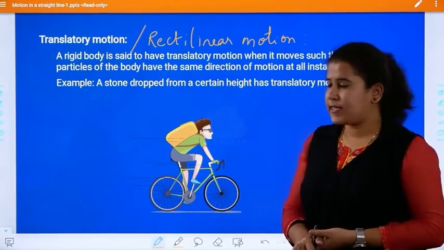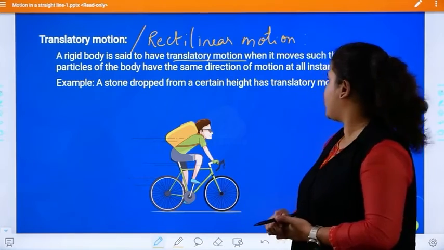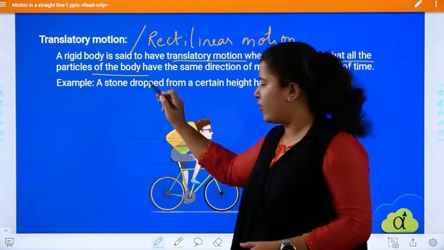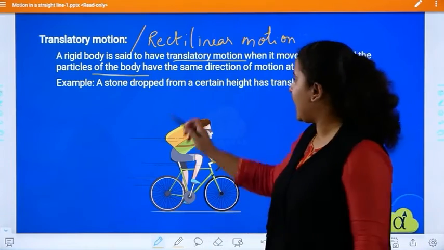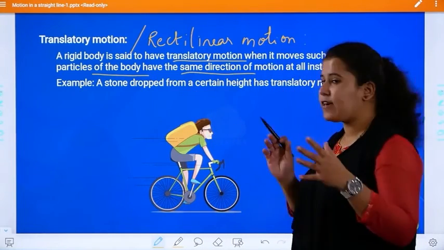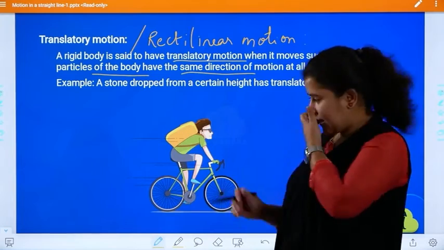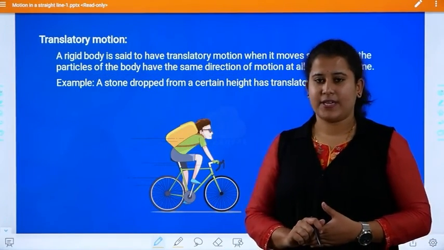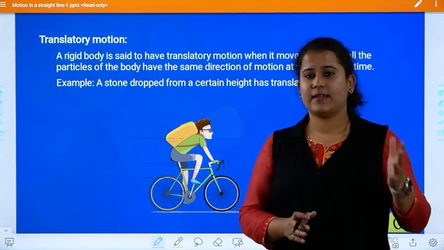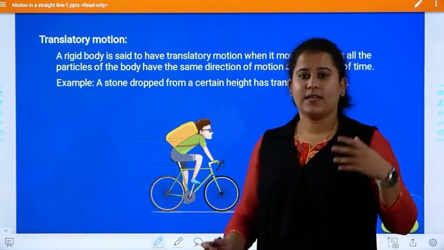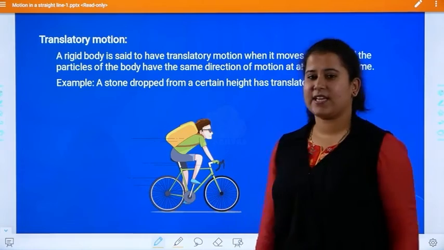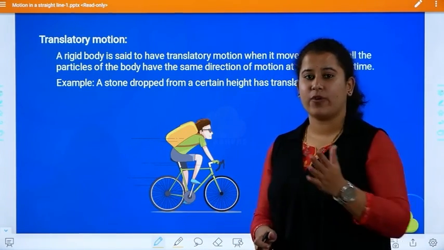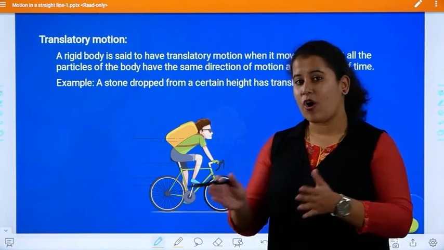A rigid body is said to have translatory motion when it moves such that all the particles of the body have the same direction of motion at all instants of time. You can see the picture here. There is a boy who is riding a bicycle, right? The bicycle, the boy, the bag, even his glasses, everything is in one direction. That is, all the particles are going in only one direction at all instants of time.